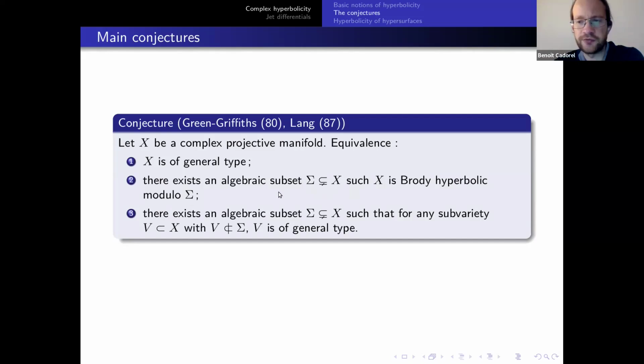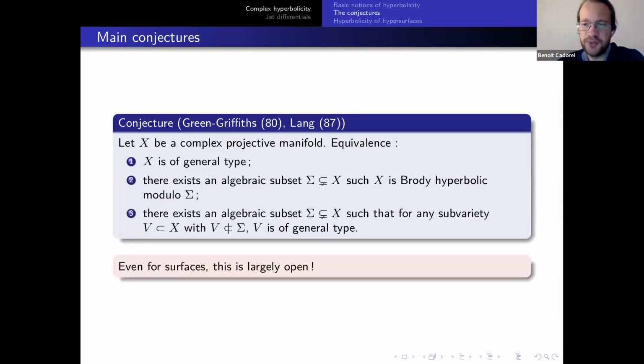And also you have a property with a more algebraic flavor which should be equivalent to X being of general type: the fact that outside such an algebraic subset, all the subvarieties which don't fall inside this subset should be of general type. And as you see, I wrote subvariety and not submanifold. What we mean when we say that a singular variety is of general type is simply that if you take a desingularization of it, it is of general type.